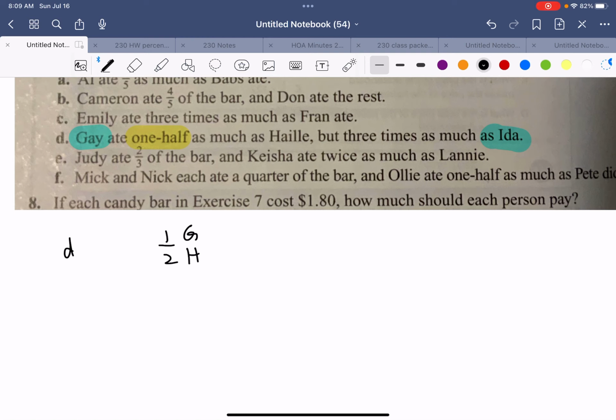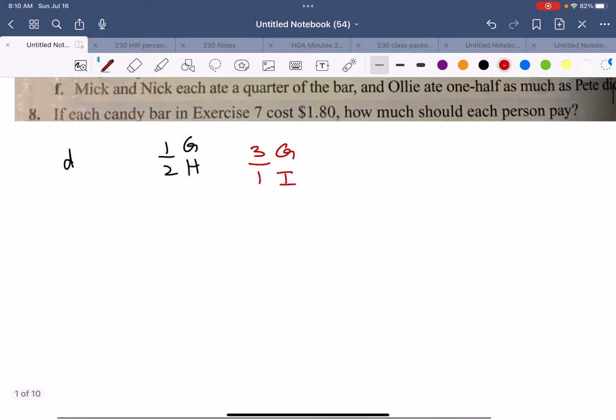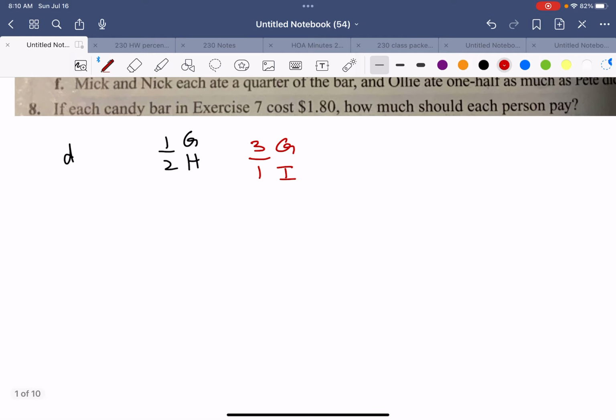So when we have 3, which is right here, we're going to write that down as 3/1. And that's comparing Gay to Ida. Now, one thing that can make this significantly easier is that we can adjust our ratio. So we have two options here. We can try to do this all with a picture, or we could say, all right, hold on a second. Let's see if we can get our ratios to match.